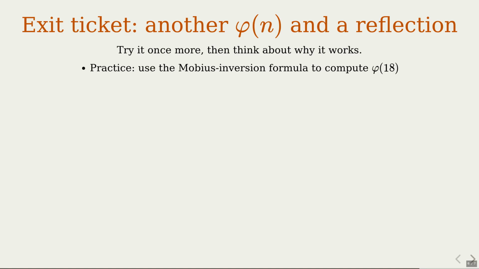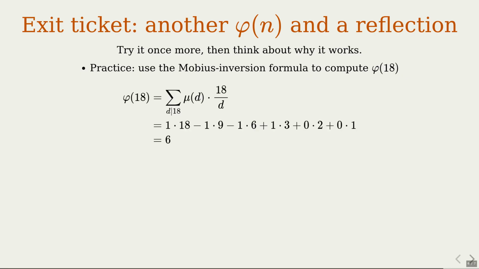So I should list the divisors of 18, find mu for each one, multiply by 18 over that divisor, and then add everything up. Working it out, the divisors are 1, 2, 3, 6, 9, and 18, and their mu values are 1, minus 1, minus 1, 1, 0, and 0. Multiplying each mu value by the corresponding quotient 18 over d and adding gives 18 minus 9 minus 6 plus 3, which simplifies to 6. So phi of 18 equals 6. That matches the 6 numbers up to 18 that are coprime to 18, so the method checks out again.